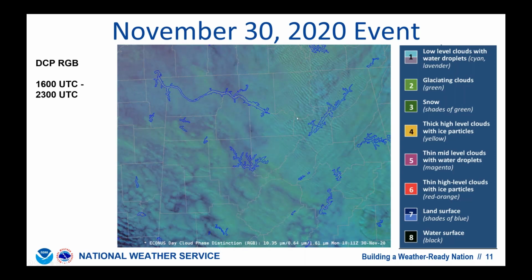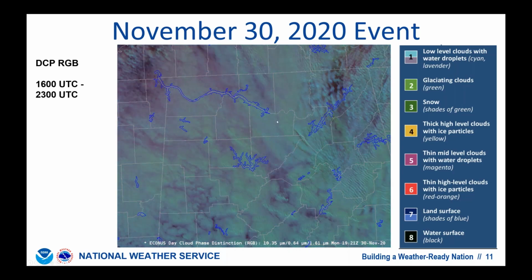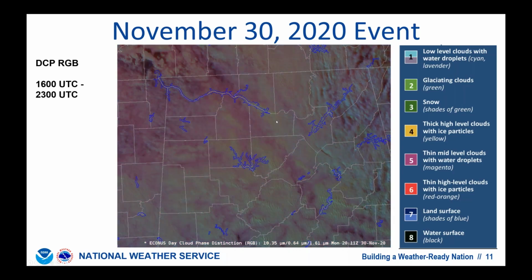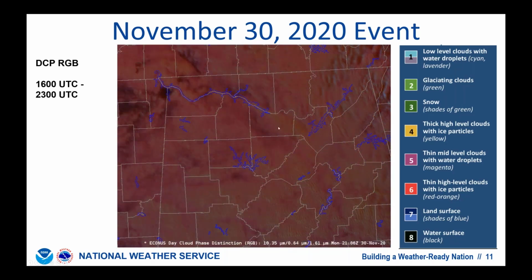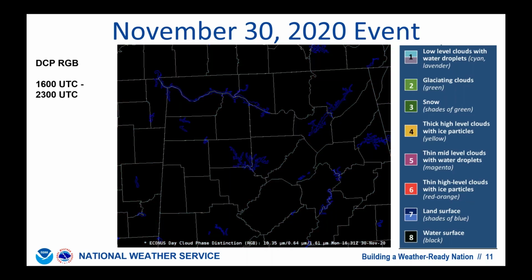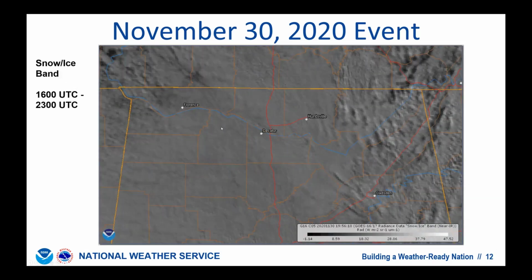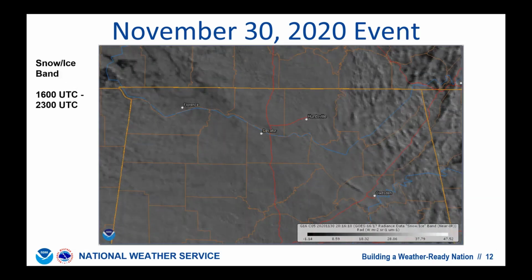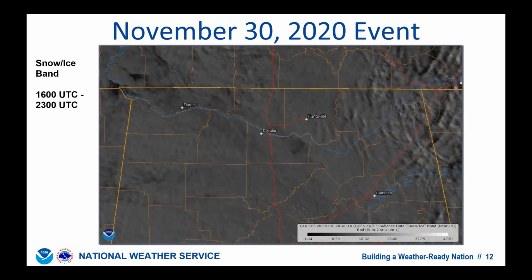But again, the moisture is so shallow in these situations, which I'll go over with a model sounding, so you're not going to get a whole lot of glaciation there, but maybe just a hint of that. I have a few more satellite imagery loops that'll show a little bit better indication there.